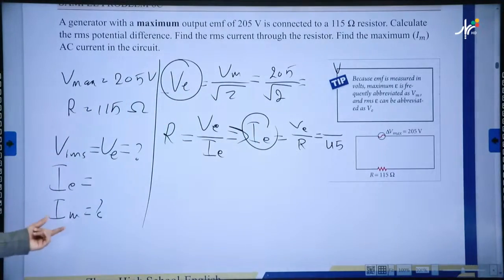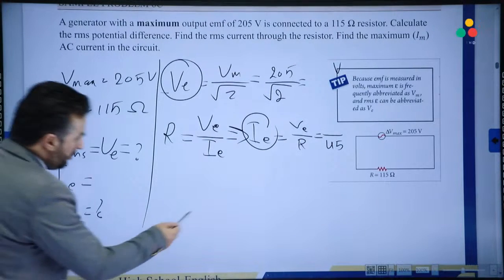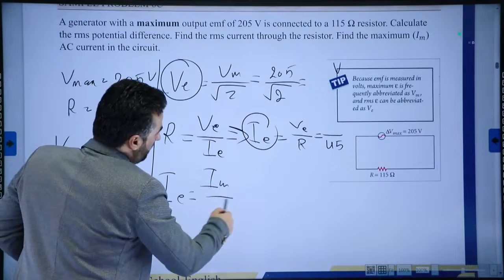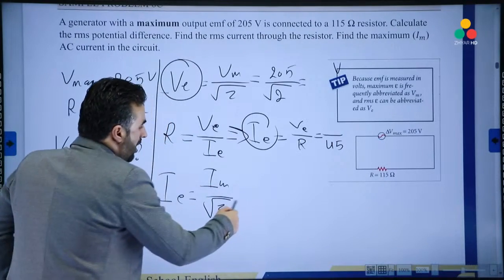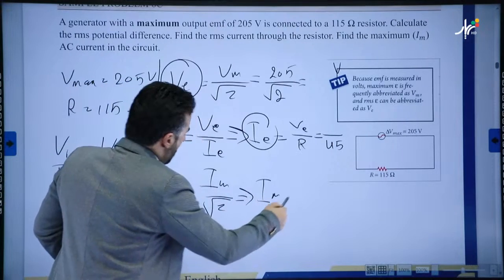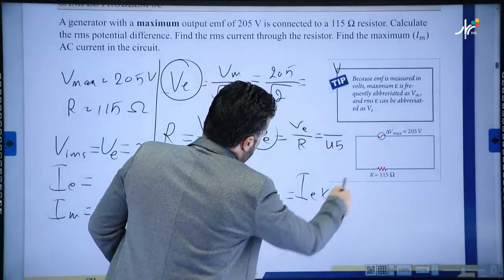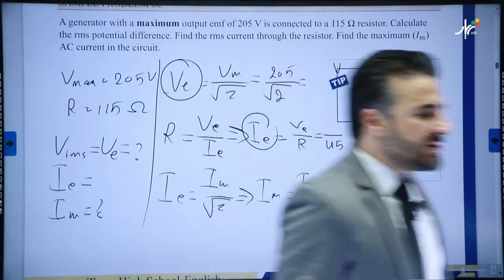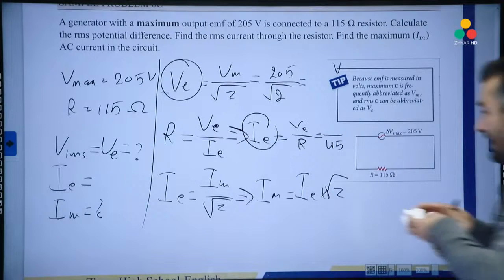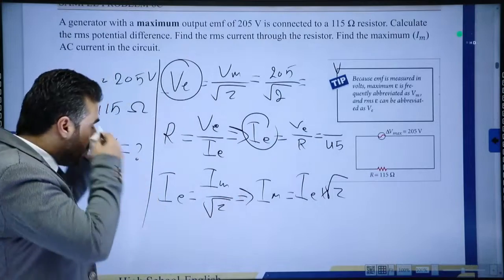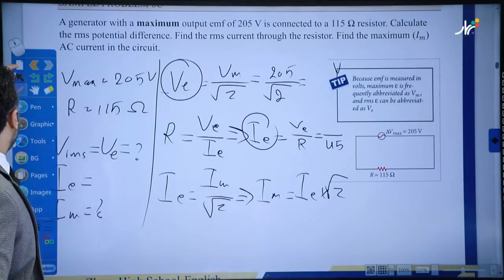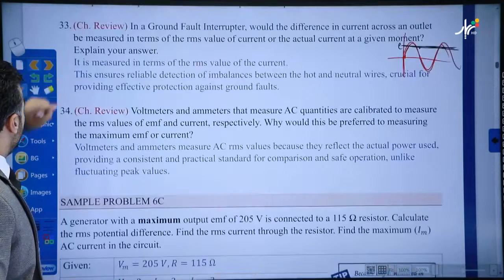And then the third one says find I maximum. In order to find I maximum, we have I effective equals I maximum over the square root of 2, correct? Yes. Now, if we want to find I maximum, you can cross multiply, so I maximum equals I effective multiplied by the square root of 2. Using all this, now you can find the answer. Now, we can use a calculator, or we can just plug these values into the equation. All right, so let's see if we can do that.